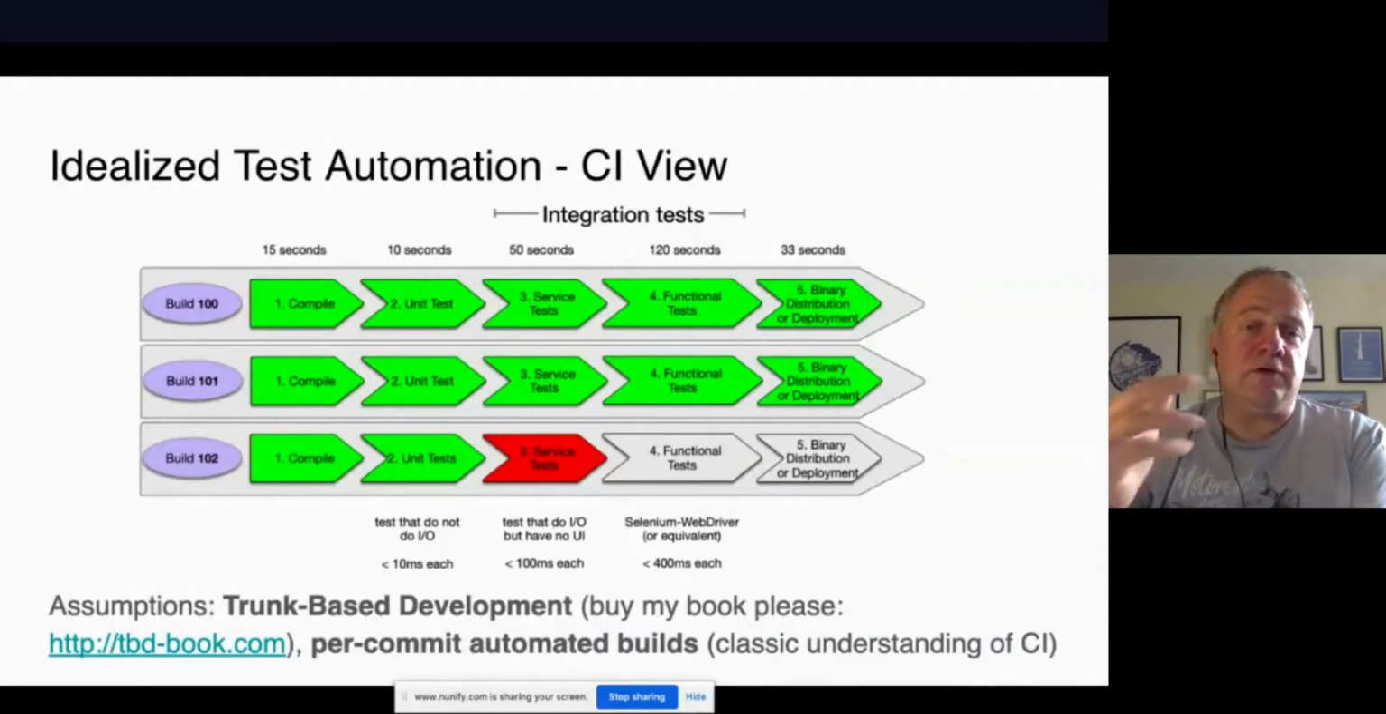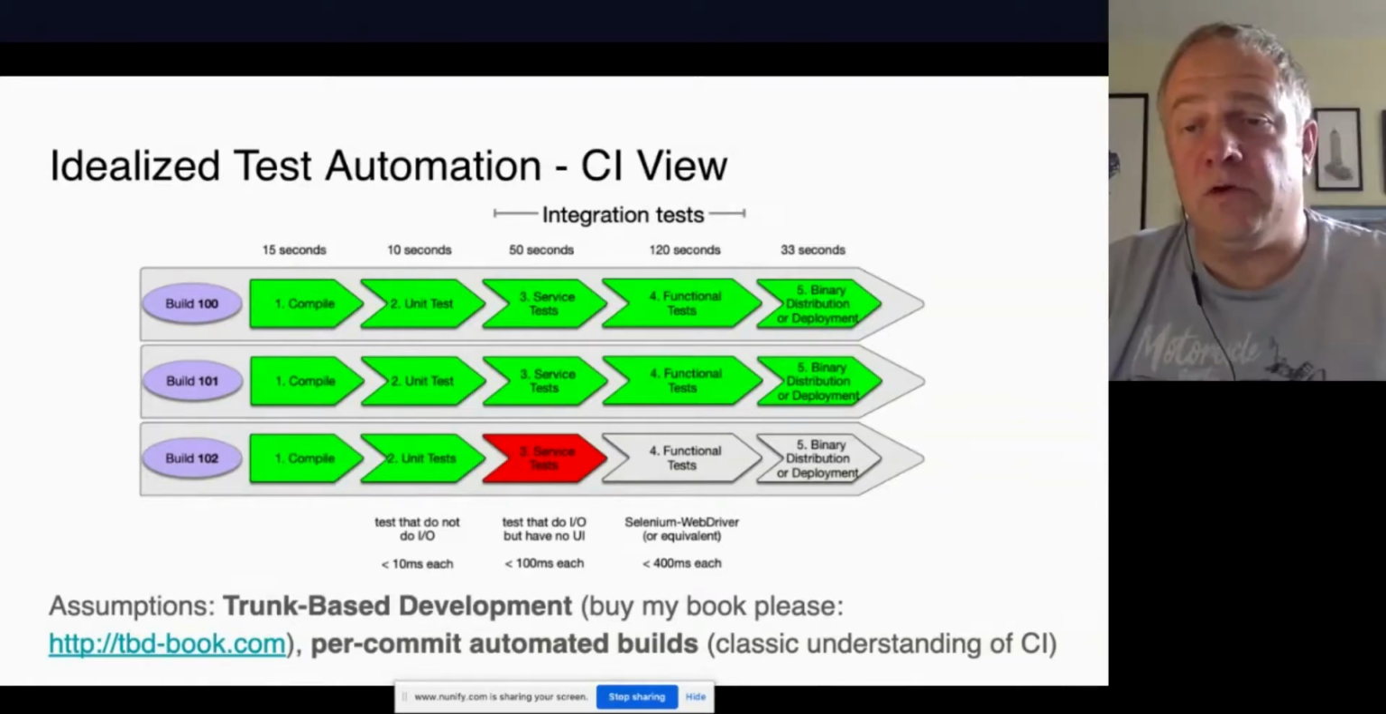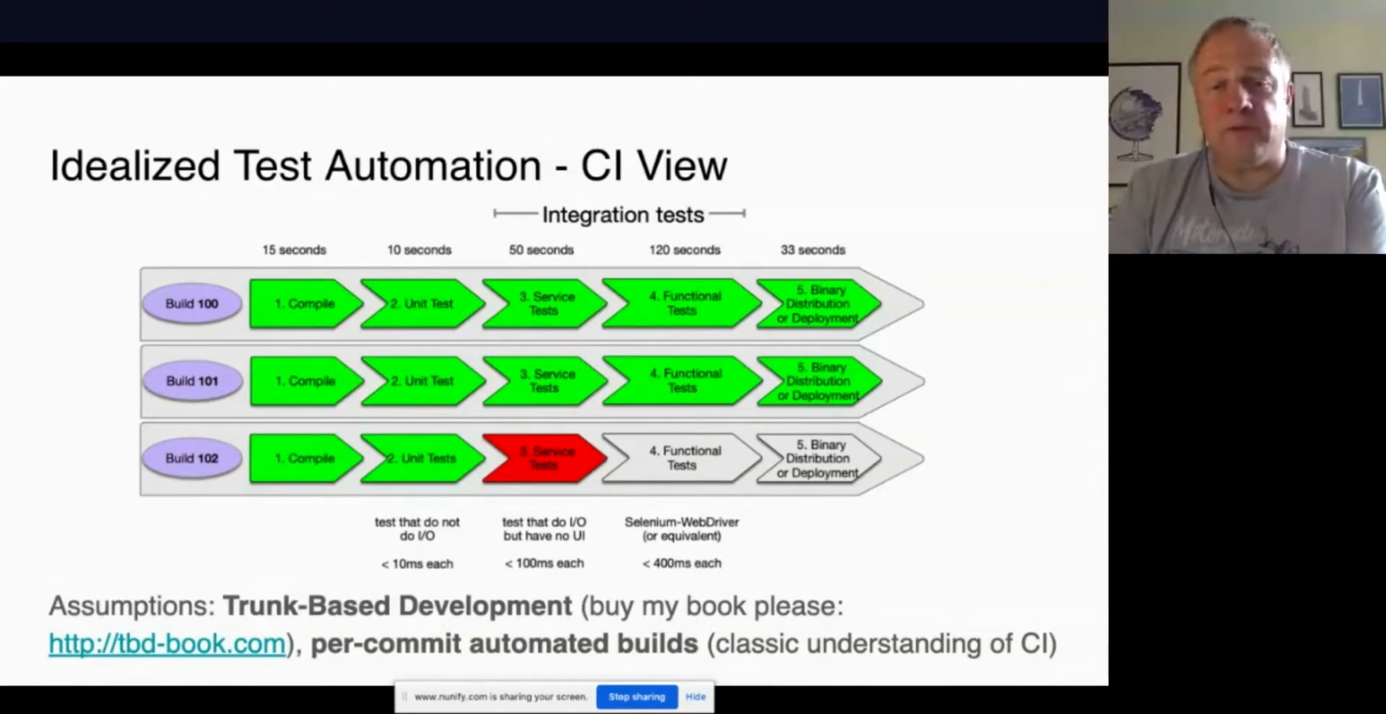So let's dive into our view of test automation. What I have here is a representation of three builds: build 100, build 101, build 102, and in order, in a pipeline, we would see compile, followed by unit tests, followed by service tests, followed by functional tests, followed by a binary distribution or a deployment to a system. System could be QA or UAT or even production, depending on which flavor of CD you're doing, as Dave mentioned.